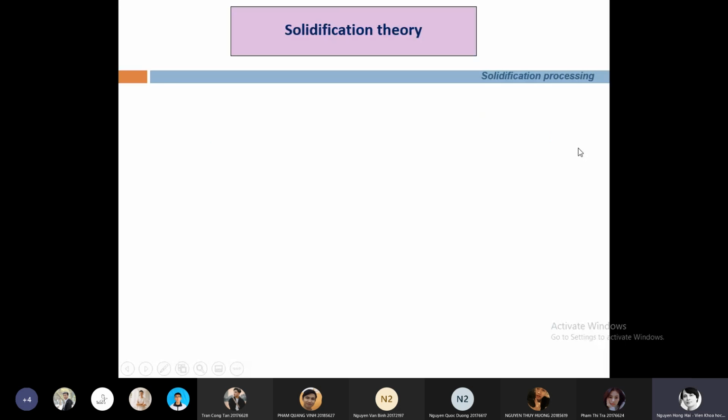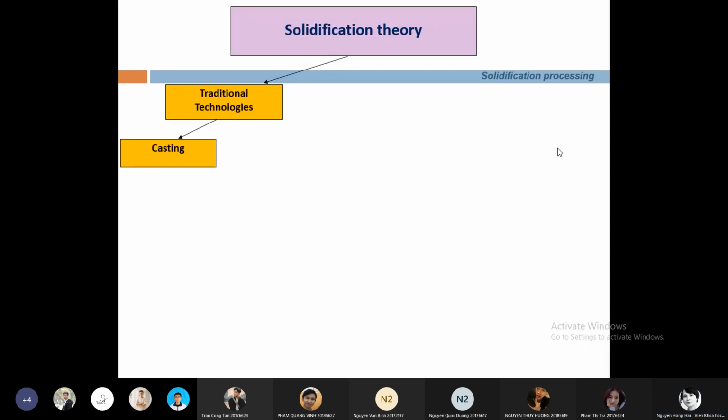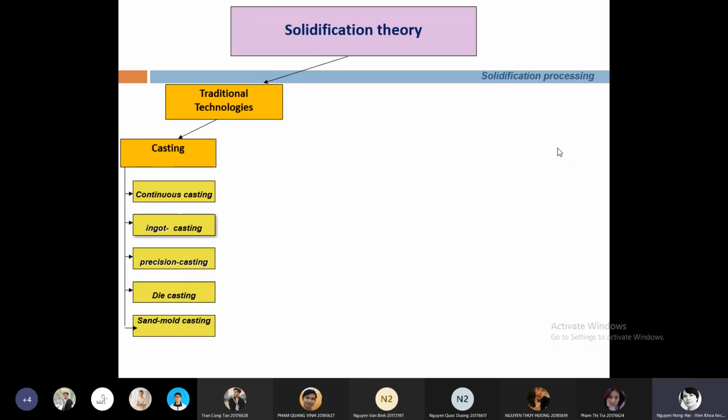So the solidification theory is the theoretical basis for some technology. Firstly, it is for traditional, conventional technologies, such as casting. We can have some kinds of casting, such as continuous casting, ingot casting, precision casting, die casting, sandwich casting, and so on.